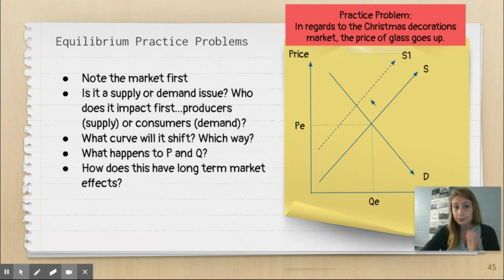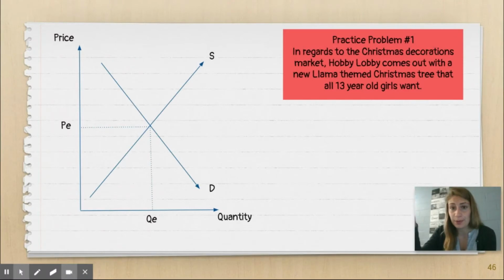So here it's our supply. So I was wrong. It will impact our producers first. I'm sorry. So the price of glass goes up, our input cost goes up. So it's going to impact our supply. And it will move our price up. See where our equilibrium changed? Our price increased while our quantity decreased. Price increased, quantity decreased.